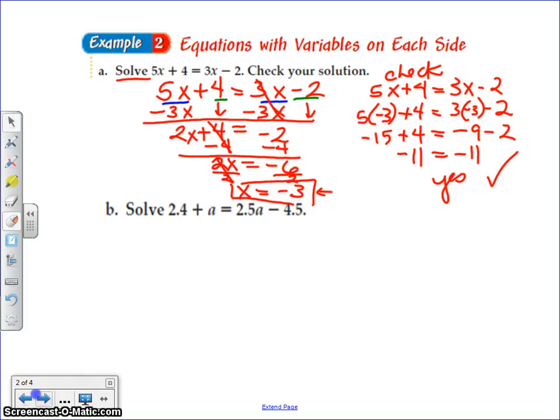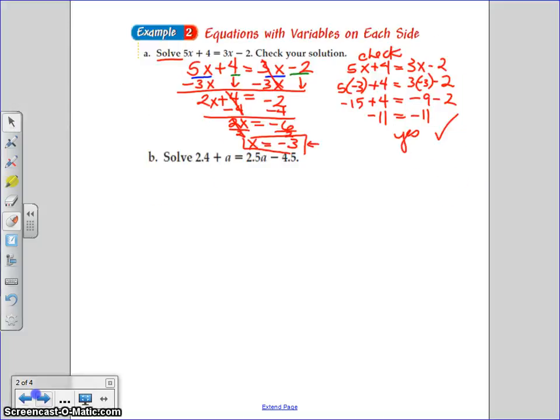Okay, let's try the next problem. Here we're going to run in, I'm going to erase a little bit so it's not in our way.